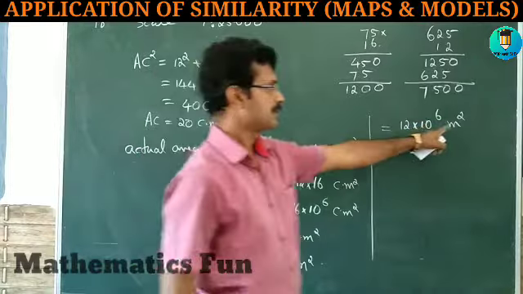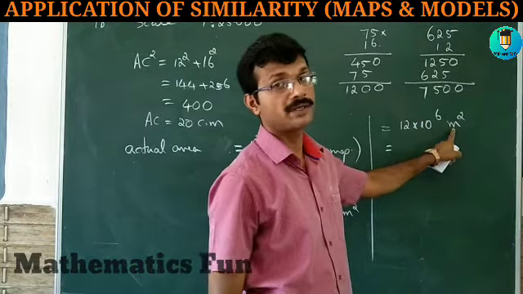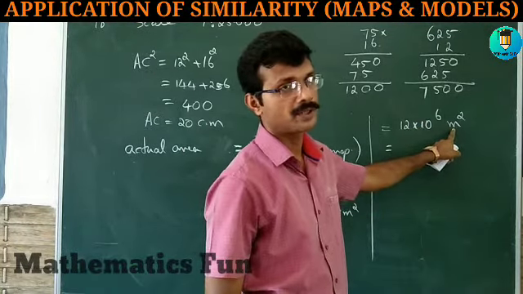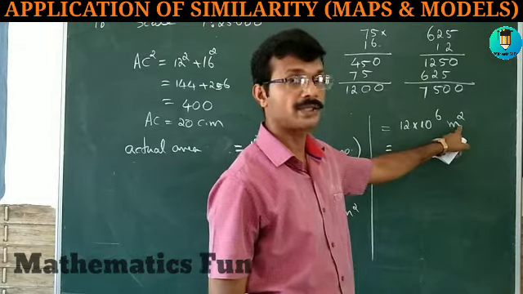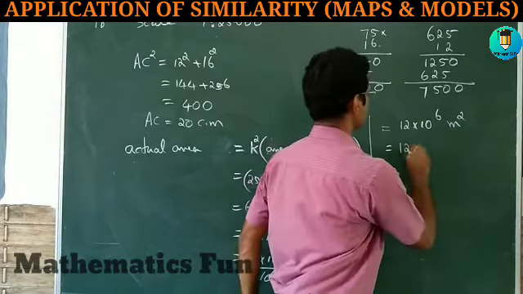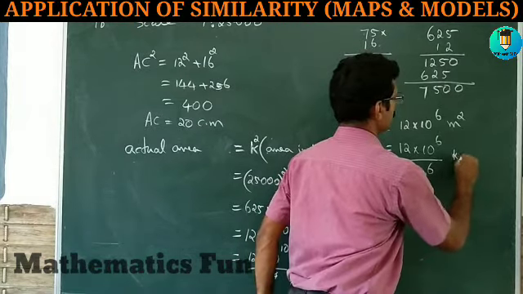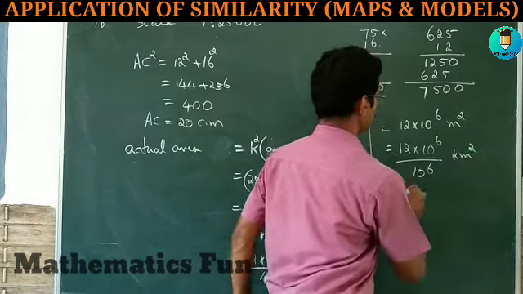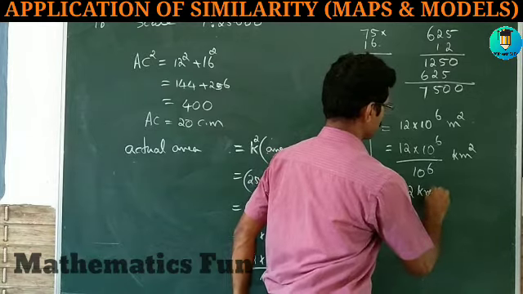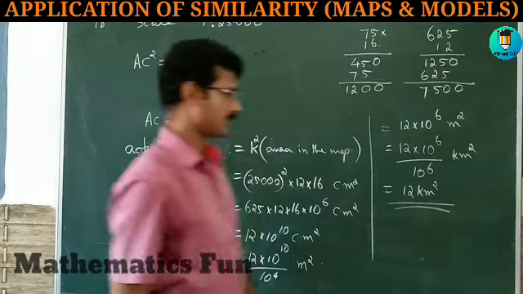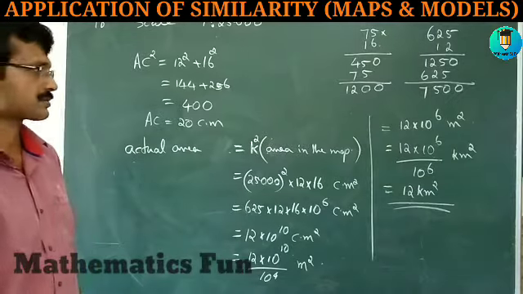Now to convert meter to kilometer, we have to divide with 1000, that is 10 cube. But here it is square, so I have to divide with 10 to the power 6, so it becomes kilometer square. So ultimately it is 12 kilometer square. This is the area of the plot. Area of the plot is 12 kilometer square.